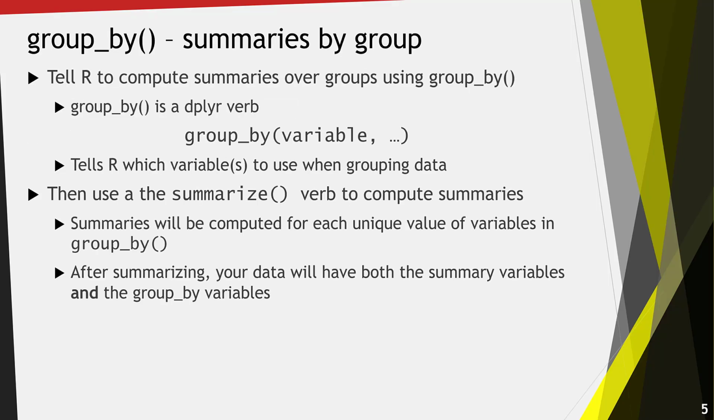You can tell R to compute data summaries over groups using the dplyr verb group_by. Group by is a dplyr verb. You'll give it a list of variables separated by commas. This tells R which variables to use to group the data. After that, you'll use a summarize verb to compute the summaries. The summaries will be computed for each unique value of the variables in group by. After summarizing, your data will have both the summary variables and the group by variables in the resulting data set.